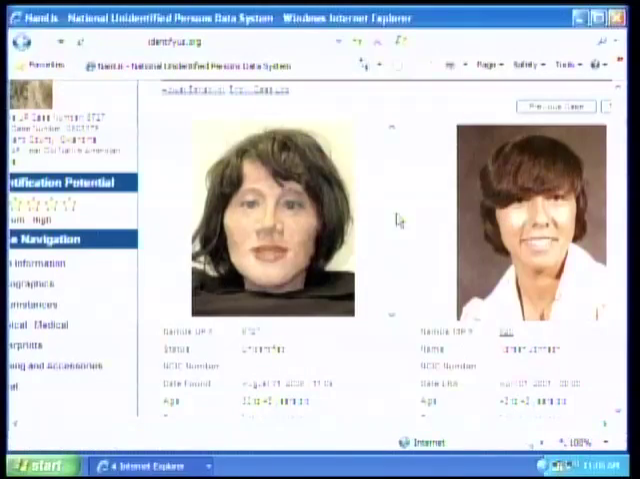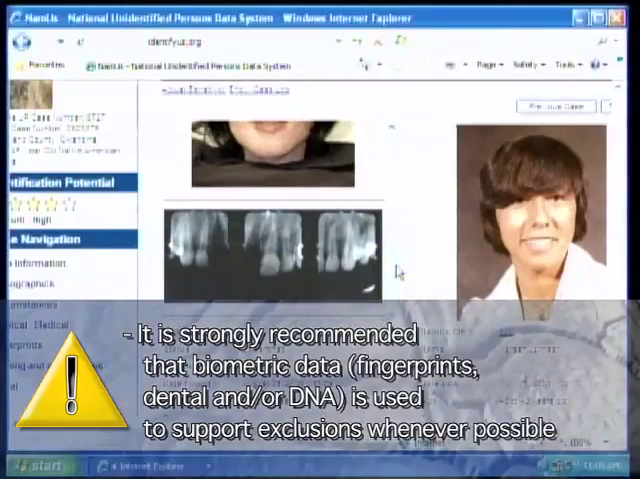I'll leave it up to you as to whether or not you'd ever want to base an identification or an exclusion on what an artist thought somebody looked like and what the missing person actually does look like. And then the other image we have here on our decedent are the dental films, at least the dental films for some of the upper teeth.